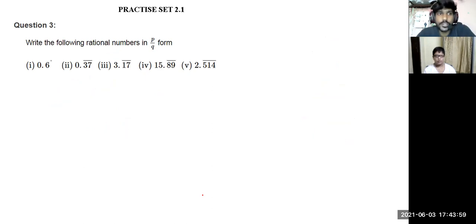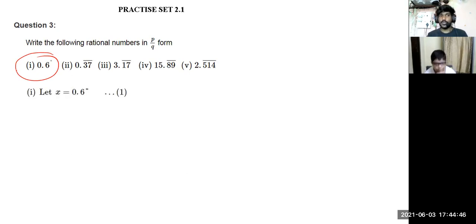So question number 3 says, write the following numbers in p by q form. These rational numbers that are given are in decimal form, and most of them are recurring type. Now we have to do the other way around. In the previous one, we converted rational numbers of the form p by q into decimal. Now we are doing the opposite: decimal into rational, decimal into p by q form.